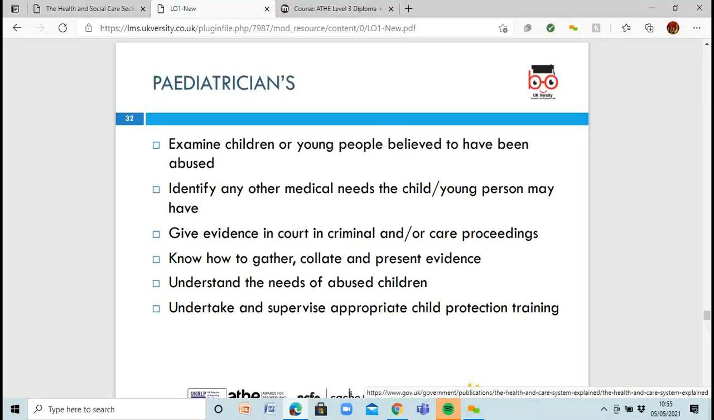Pediatricians, I didn't say that right, pediatricians. So they examine children who they think might have been abused. The pediatricians are there to actually look after very young children anyway. But other services that they'll do is they might identify medical needs. They might have to go into court for care proceedings. They might gather and collate information and present it as evidence.